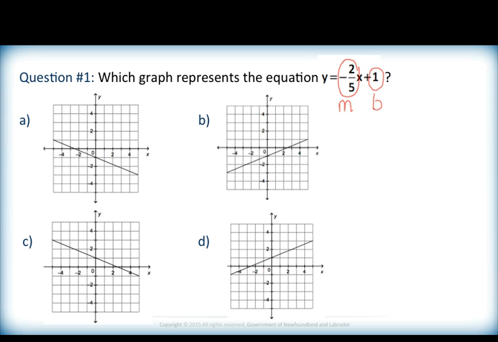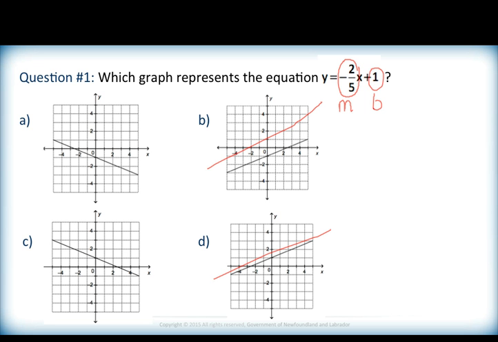This one's actually increasing, so we're going to eliminate option B. C is decreasing, but D is also increasing. So that's two that we can eliminate right there from just recognizing that those are positive slopes. Next, we're going to look at the y-intercept. We're looking for a graph that will intersect the y-axis at a positive 1.